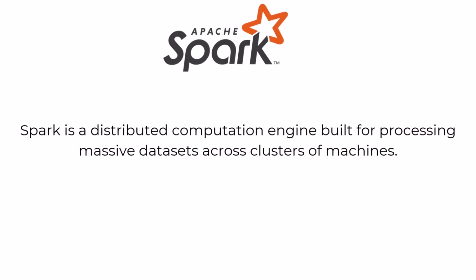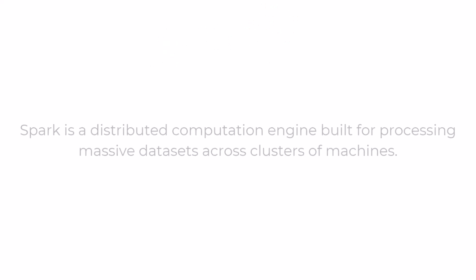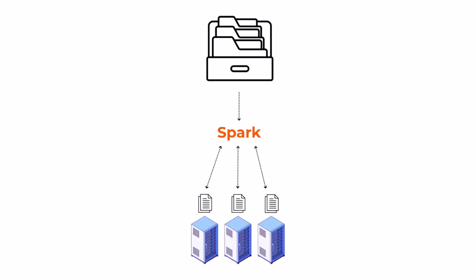Spark is a distributed computation engine built for processing massive datasets across clusters of machines. The core idea behind Spark is simple. You write a program that describes what you want to do with your data. Spark figures out how to distribute that work across many machines efficiently.